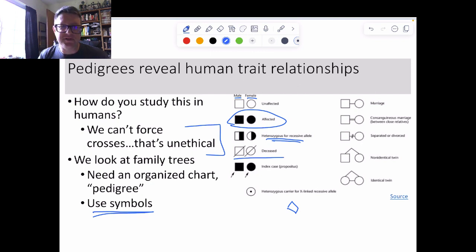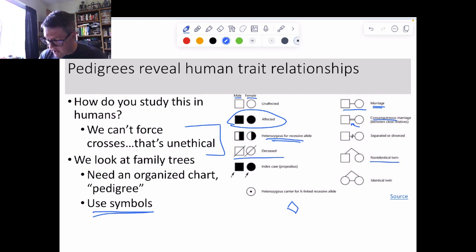If you're dead, we put a slash through you. Here it says marriage is a line. What we mean to say is you're having kids. If you have kids, if there's a mating, we put a line. If that mating is occurring between relatives, we call it being consanguineous. And that uses a double line.